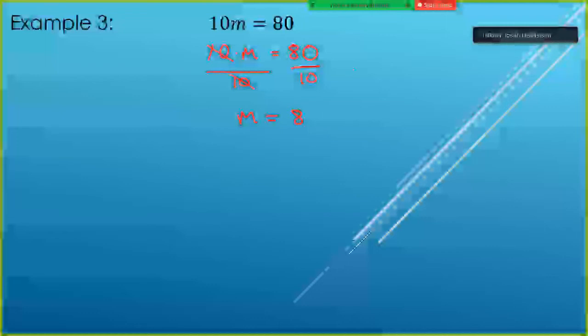What property did we use this time? In step 2, or really step 1, the first thing I did was the division property of equality. I divided the same number from both sides.